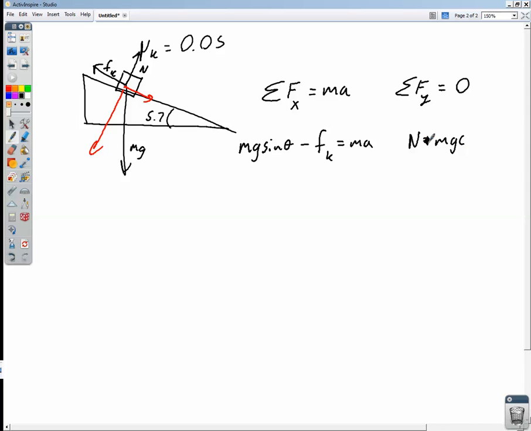Let's do a negative sign here. Normal force minus mg cos theta is equal to 0. Oh, lovely black lines again. Thank you, Promethean.